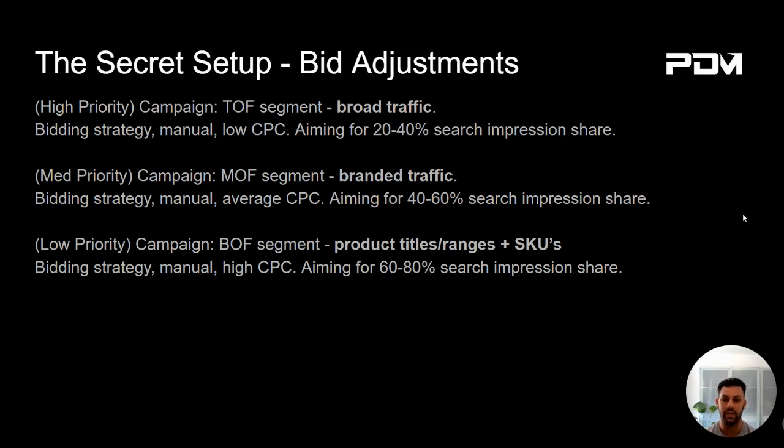Lastly, we have the low priority campaign, the bottom of funnel segment, prospects that are searching for product titles, ranges, and SKU numbers. Here we're going to bid quite aggressively, aiming for a 60 to 80% search impression share because ultimately these are our warmest leads, our warmest prospects. These are people that already know what they're looking for, and we just want to capture them right at the bottom of the funnel, at the end of their buyer journey, and capture the conversion. So we're going to aim for a 60 to 80% search impression share here to ensure that our ads are visible.